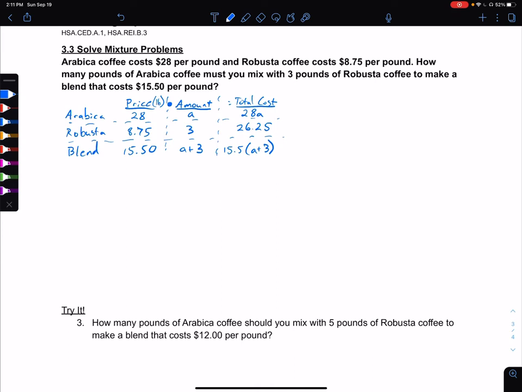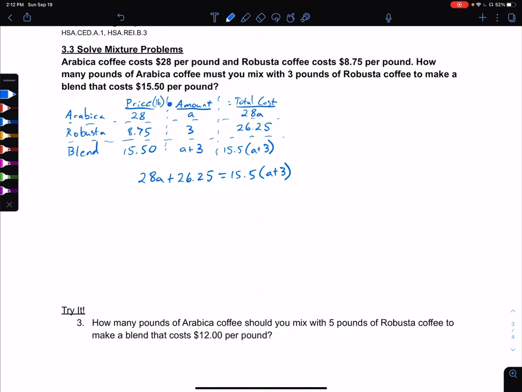So now that we have all the information, obviously we need to set the equation up. What we know is that the Arabica and the Robusta combined will give us the blend. So what we can do is we can say that the 28A, representing the cost of the Arabica, plus the 26.25, representing the cost of the Robusta, will equal the total cost of the blend, that 15.5 times A plus 3. And now we have an equation that we can solve. All right, we only have the variable A. It's on the left and the right side, so we're going to have to move things around. But now we have an equation that we can work with.